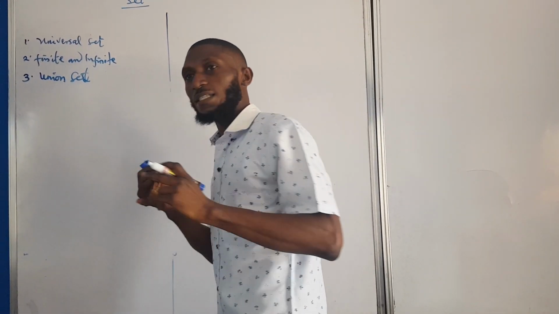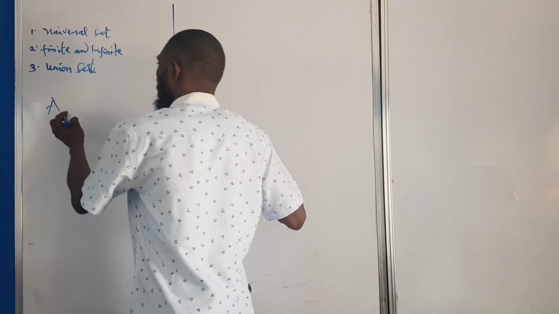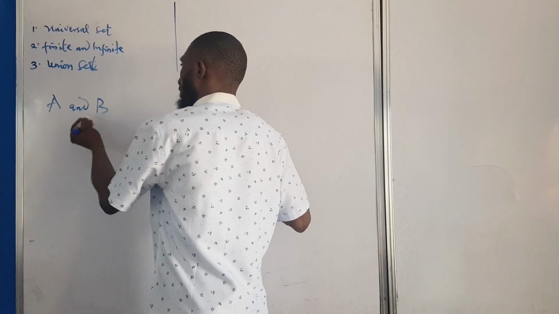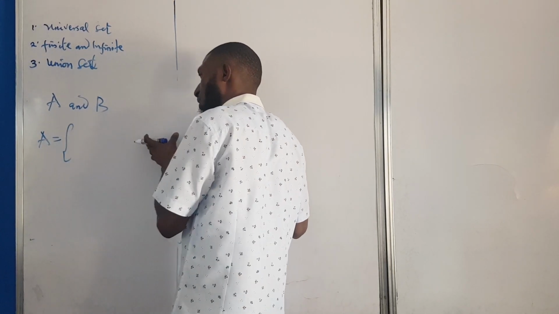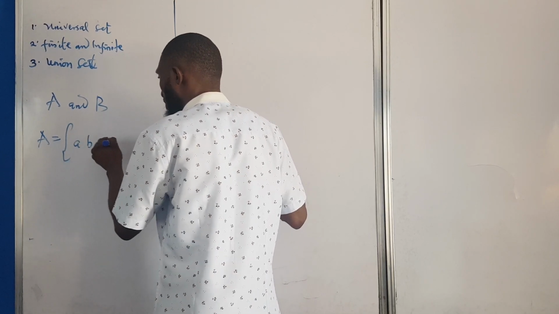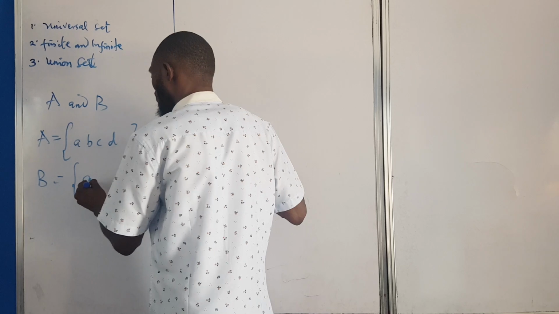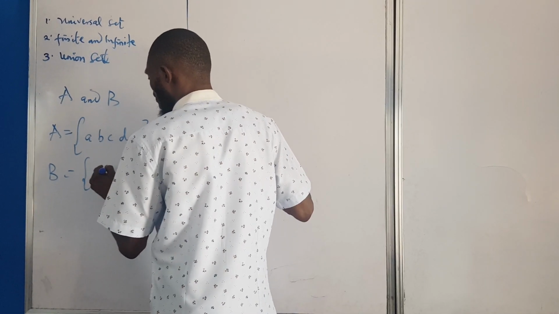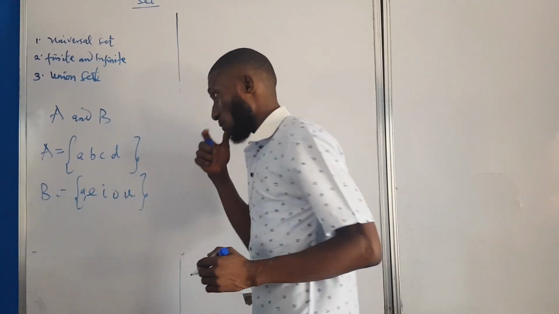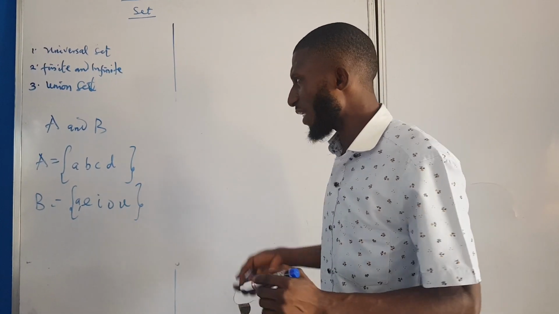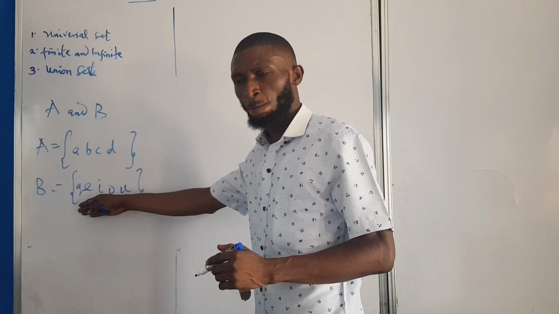If you have sets A and B, you have two sets. Let's say set A has elements A, B, C, D, and the elements of set B are A, E, I, O, U. Like this. Then the union of these sets is any of the members.